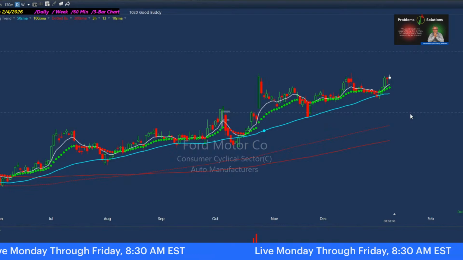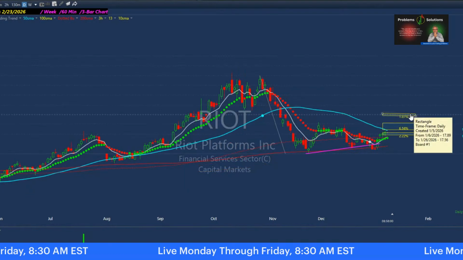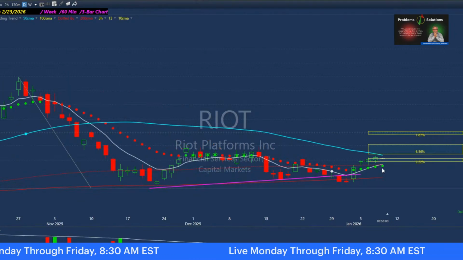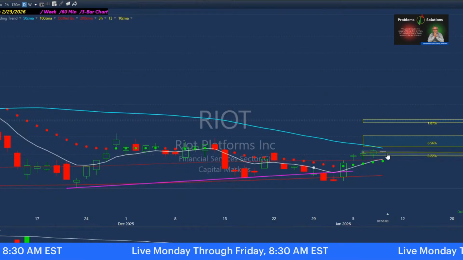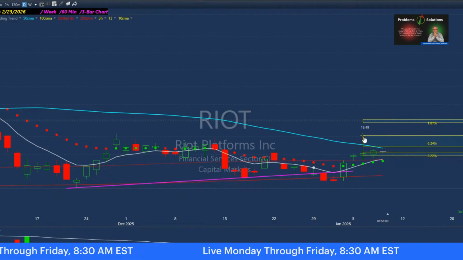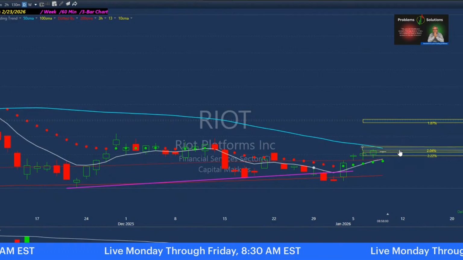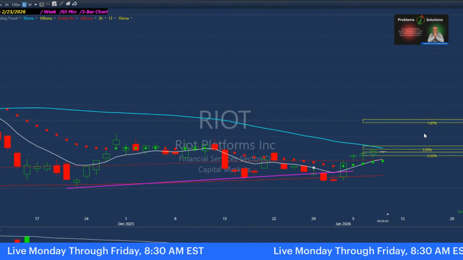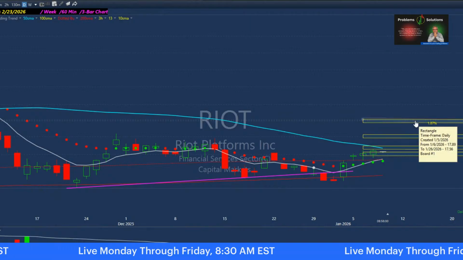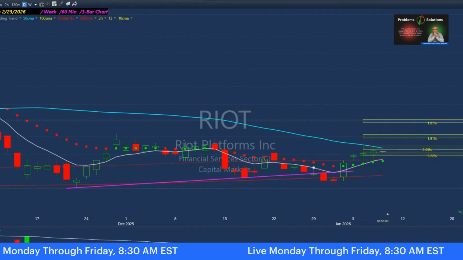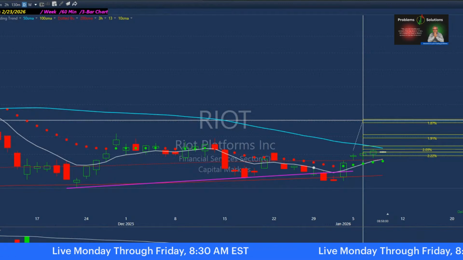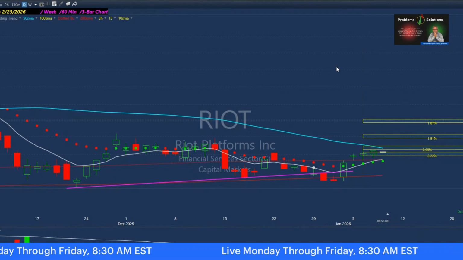Let's look at one more here. Riot. Look at Riot. Daily. Riot here is setting up. We've hit target 1. Target 2 is kind of wide. I guess I could have just done this, right? Target 2 is going to be the 50 period moving average. Target 3 will be right here. Target 4, and that's that 50% retracement. So, man, we're talking almost 17% up here to that 50%. Looks pretty good, if you ask me.